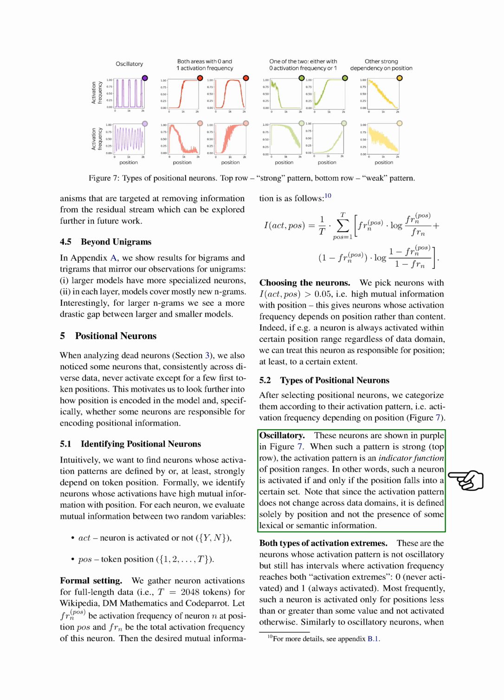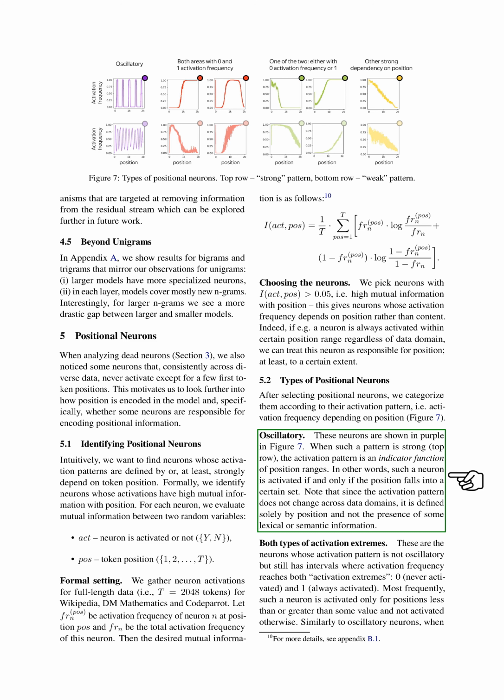2. Neurons with both types of activation extremes. These neurons have an activation pattern that is not oscillatory, but still has intervals where the activation frequency reaches both extremes: 0, never activated, and 1, always activated. Typically, these neurons are activated only for positions less than or greater than a certain value and are not activated otherwise.